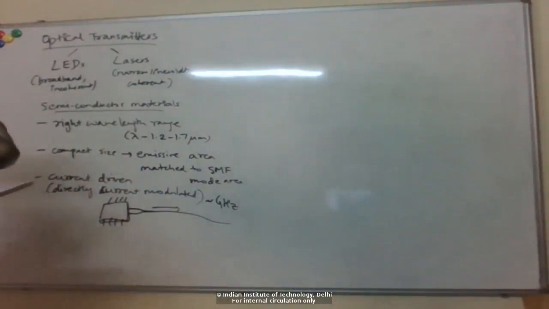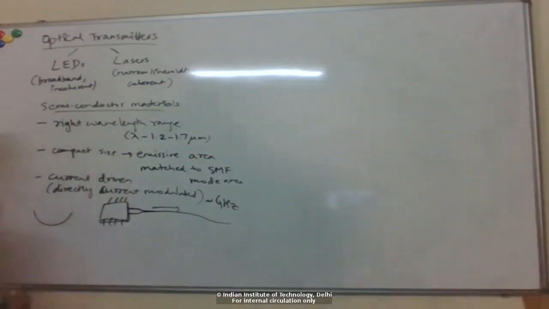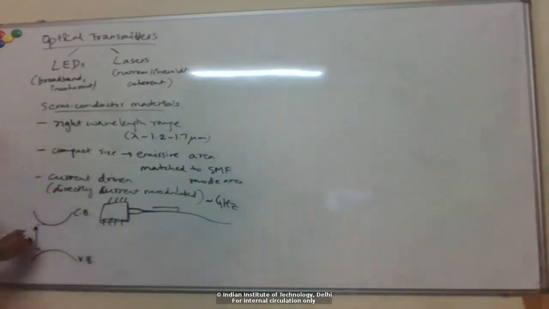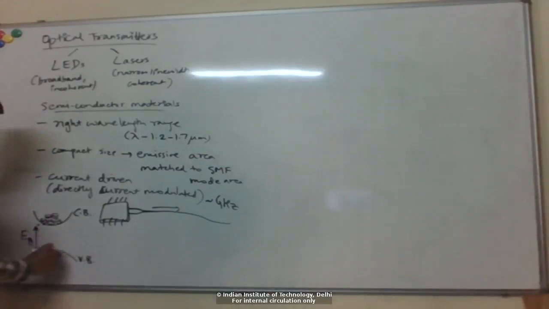The basic mechanism of light emission in these devices is that you inject current into the device. You know that semiconductor materials have a valence band and a conduction band with some band gap. Typically, by current injection, we populate the conduction band with electrons, and also equivalently populate the valence band with holes.